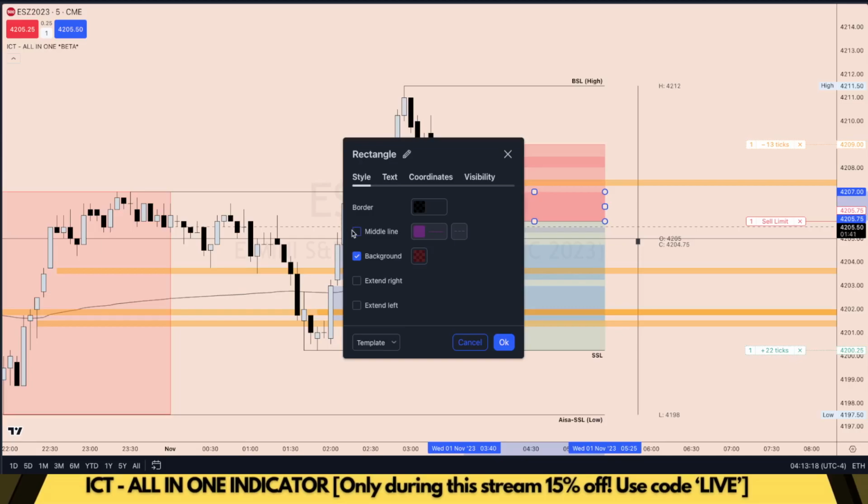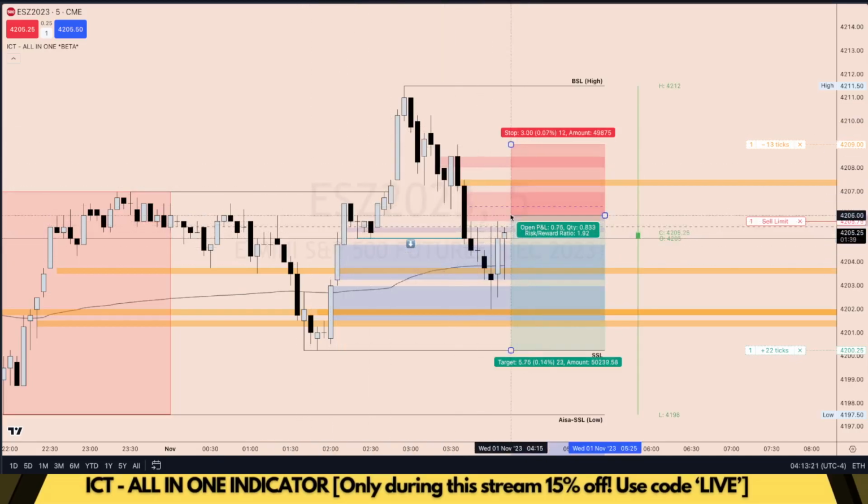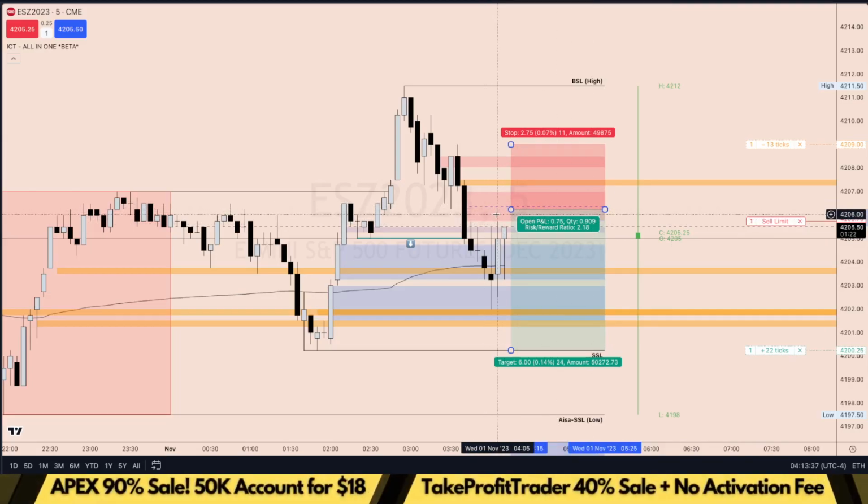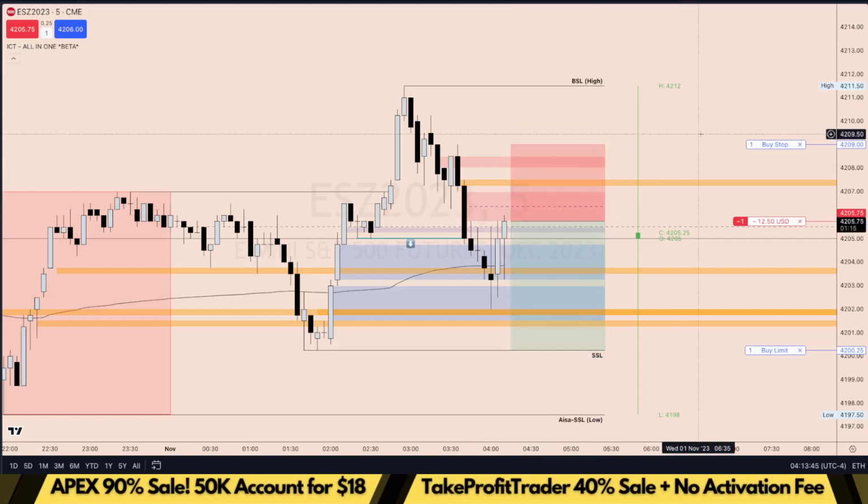Let's draw our midline here as well. Oh, just leave the entry there. Who cares? Couple of ticks. Doesn't really matter, we're filled. We have the SMT divergence, we've already spotted that.